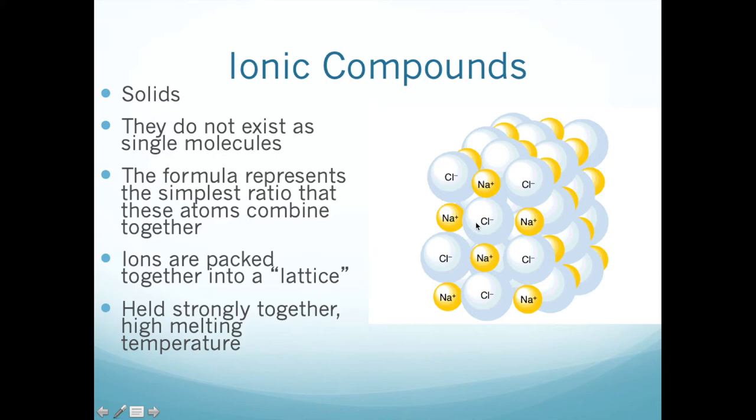Given the large number of interactions there, the cumulative effect is that these ions are held together very tightly, very strongly. It takes a lot of energy to overcome these attractive forces, and that's why ionic compounds tend to have very high melting points.